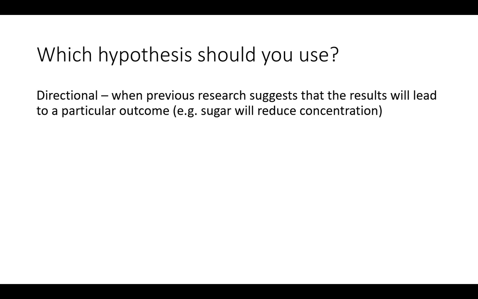Well, directional is when we have previous research that suggests that the results are going to go in a particular direction. So for example, there's lots of good evidence to suggest that if you eat lots of sugar, your concentration levels will go down. There have been many studies into this. So if you are setting up an experiment which is looking at the relationship between sugar consumption and concentration, you should use a directional hypothesis. You should predict that it will reduce concentration by a certain amount. And that's because all of the current data suggests that it will as well. There's no point in predicting the opposite because you'll just be wrong.